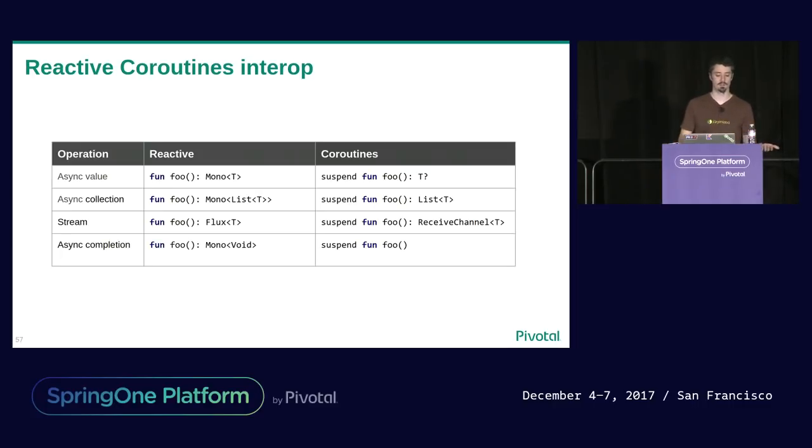And for just async completion, which is expressed by a function that returns mono of void in the WebFlux world, we are just using a suspendable function that returns foo, and that's it.